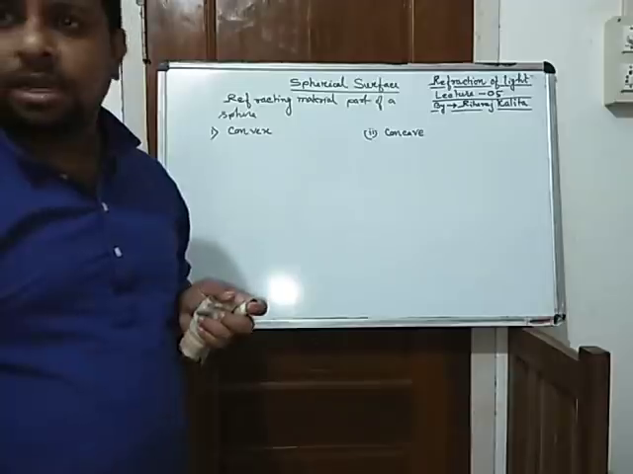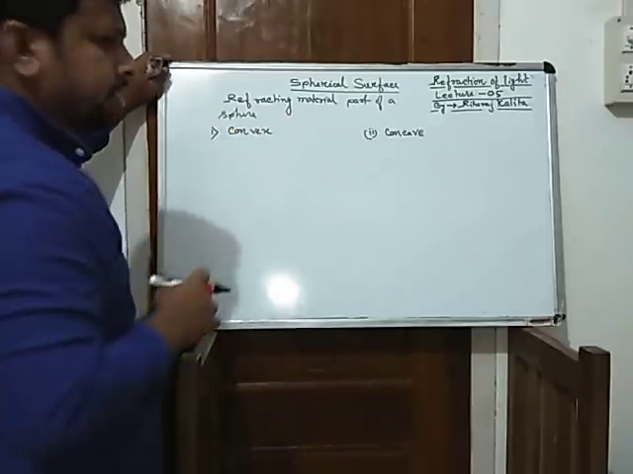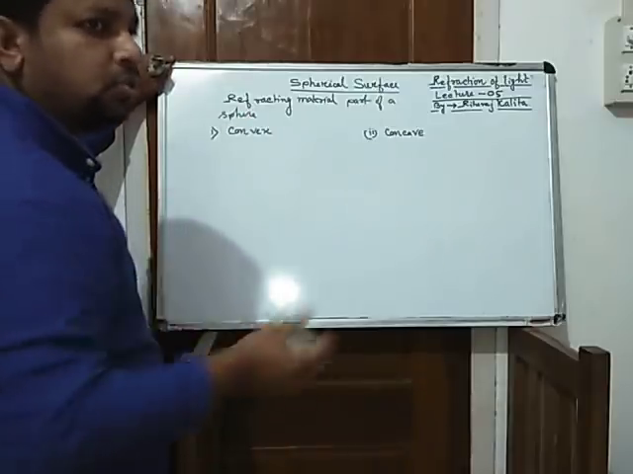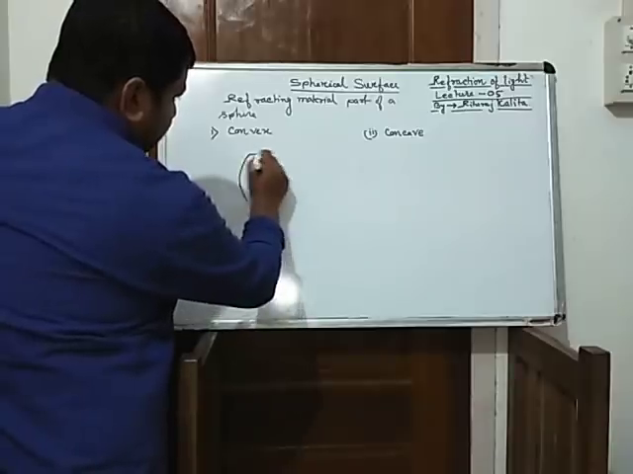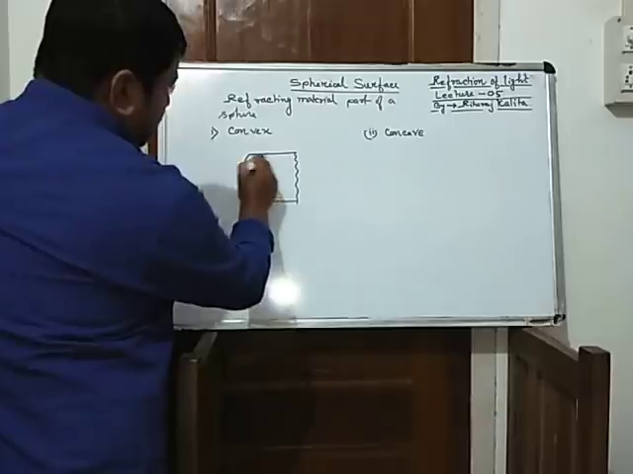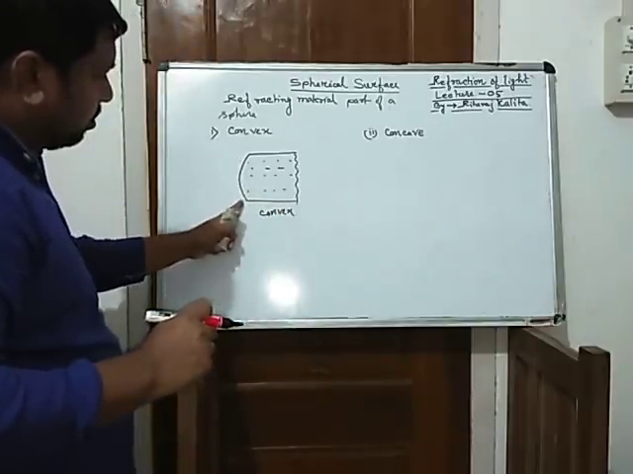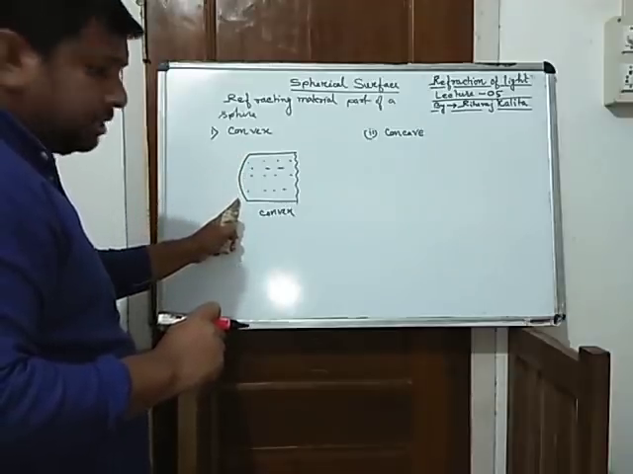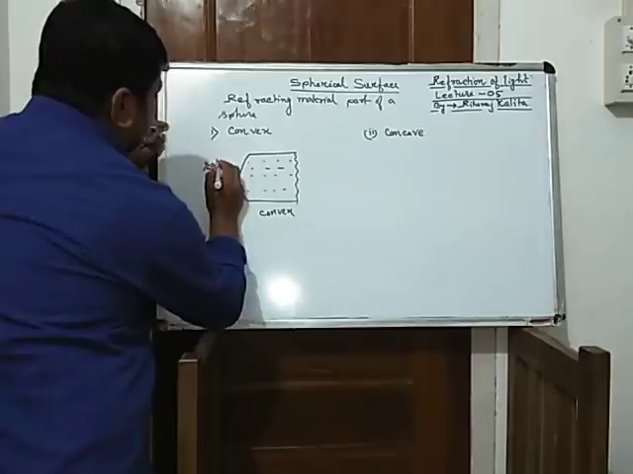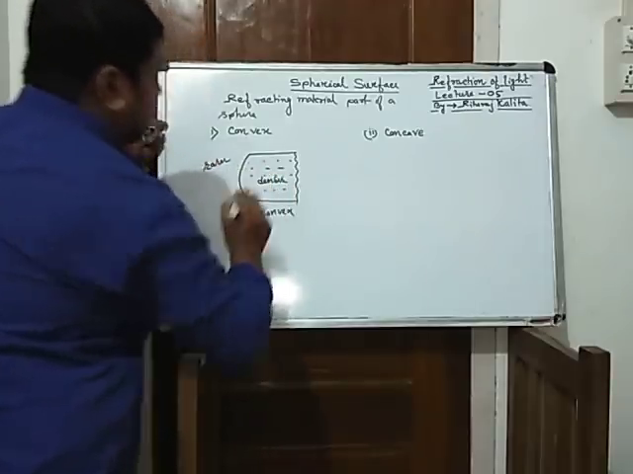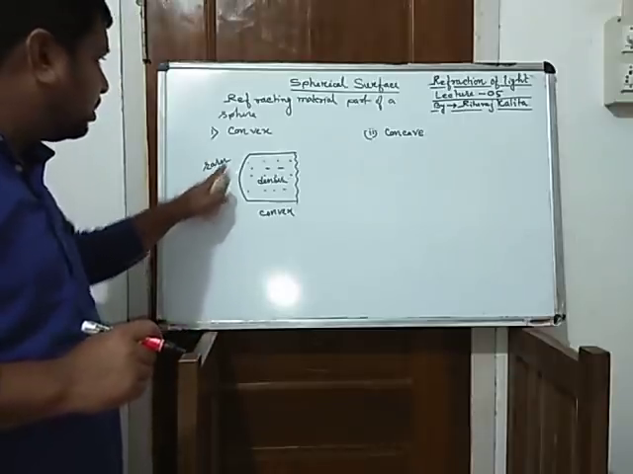That means one is rarer medium and another one is denser medium. If the spherical surface is outward towards the rarer medium, that means it is a convex spherical surface, like this. This convex part is in the outward direction, towards the rarer medium. This is rarer and this is denser. If the convex part of the spherical surface is facing towards the rarer medium, then it is a convex spherical surface.